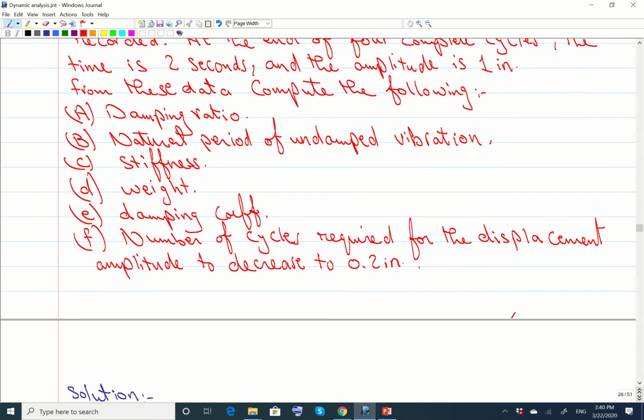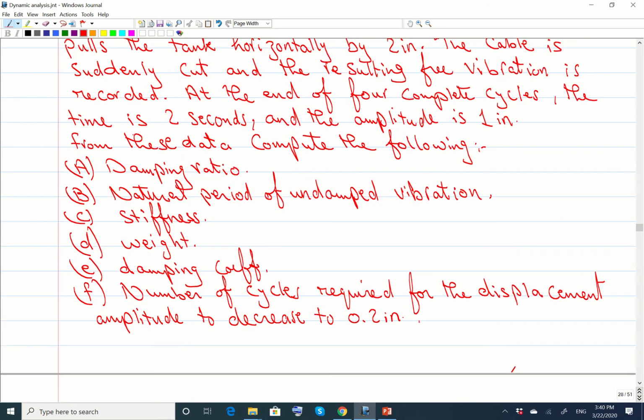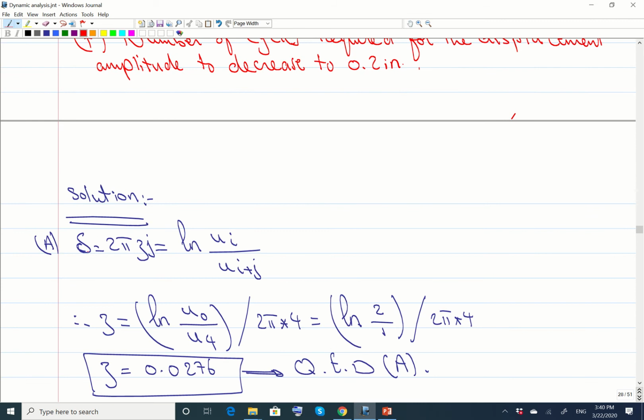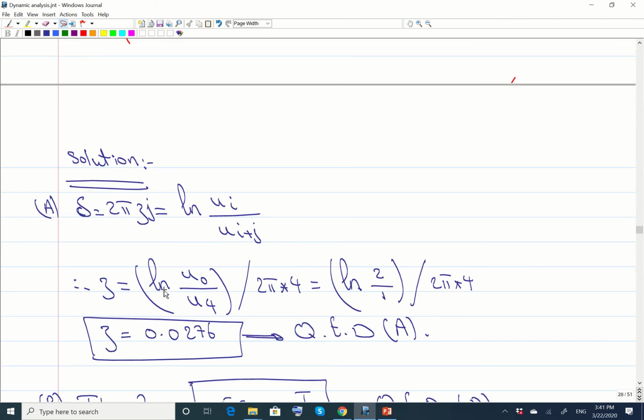So now to solve for the damping ratio, how would we find it? The damping ratio is zeta. Simply, the decay e^λ, where λ is 2πζj, so 2πζj = ln(u_i / u_{i+j}). So ζ = ln(u_0 / u_4) / (2πj). The amplitude at the first cycle and the amplitude at the end of the 4th cycle are the information we have, and the number of cycles in between is 4.